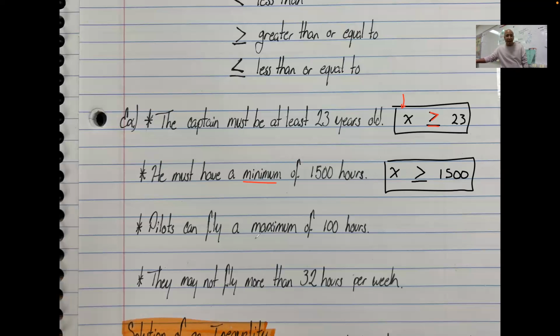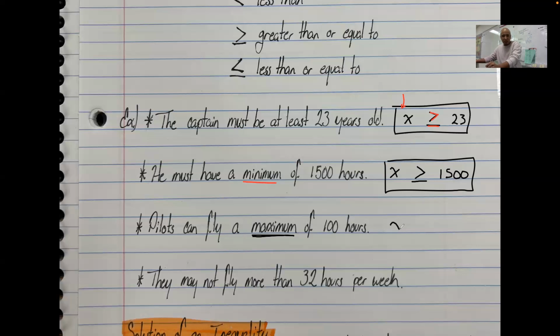Pilots can fly a maximum. What does max mean, or maximum? If you're at max volume, you can't go any higher. So it has to be either that or less than, right? For example, on a test, the maximum grade that you can get is 100. You can't get more than that usually, but you can definitely get a lower grade. So pilots can fly a maximum of 100 hours.